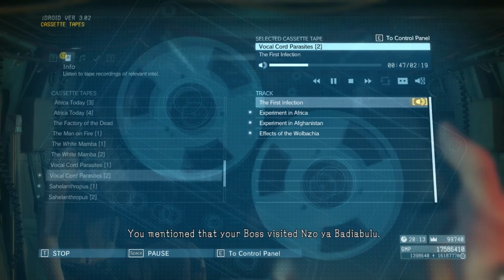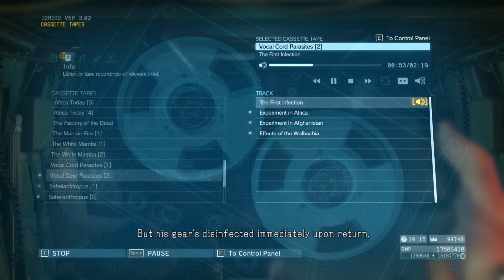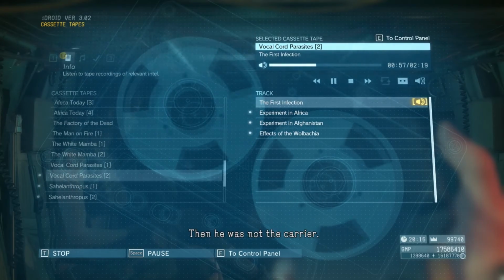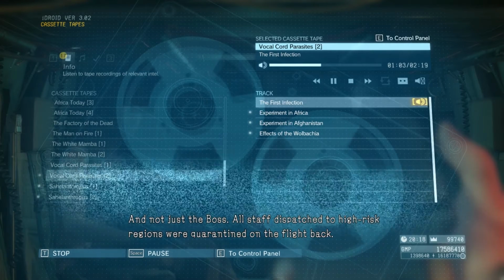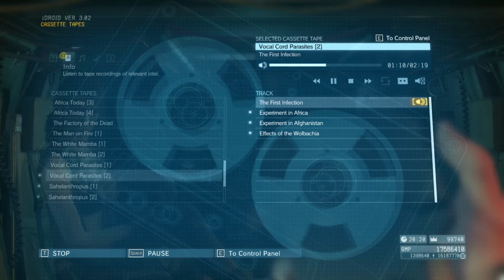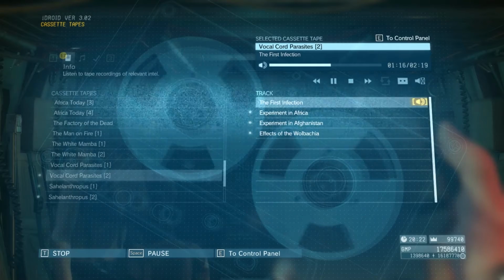You mentioned that your boss visited Nzoya Badiopulu. Sure, but his gear's disinfected immediately upon return. Then he was not the carrier. And not just the boss. All staff dispatched to high-risk regions were quarantined on the flight back. When the symptoms first appeared, we checked and disinfected all equipment used up to that point. Any and all prisoners, soldiers, materials, and animals extracted during missions were also quarantined.